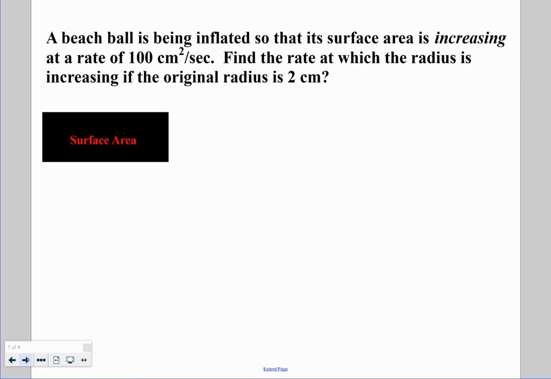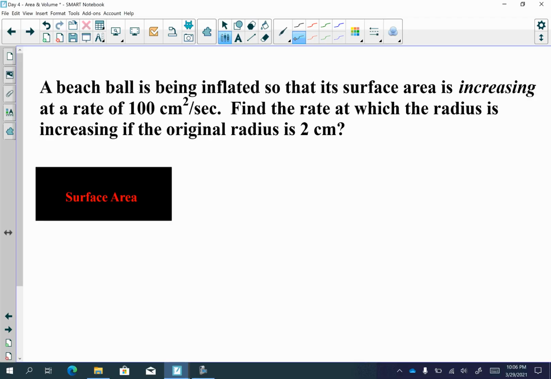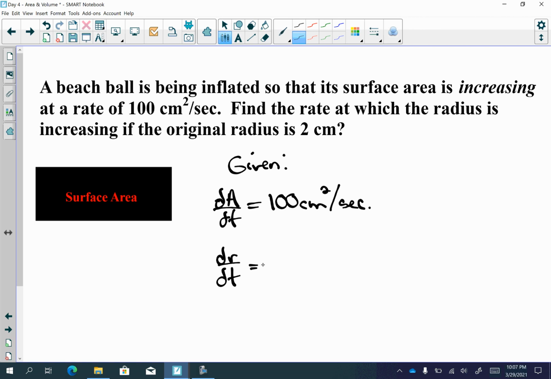One more question. A beach ball is being inflated so that its surface area is increasing at a rate of 100 centimeters squared per second. So I am given the dA over dt, the rate at which the area is increasing, 100 centimeters squared per second. Find the rate at which the radius is increasing, so I want to know dr over dt, and they tell me that r is 2.